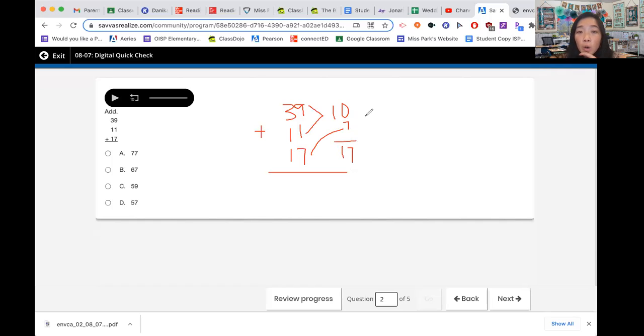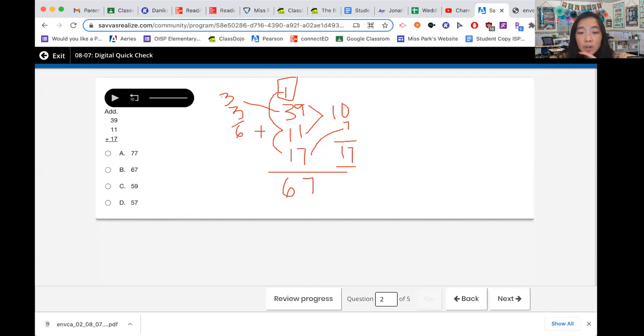Okay, so let's go ahead and regroup now. So we have to regroup. The 1 is going to be in the tens place. The 7 is going to be in the ones place. Now let's add up these numbers. Well, I know that 1 plus 1 plus 1 is 3. And I know that 3 plus 3 is a doubles fact. So 3 plus 3 would give you 6. So let's drop that down.